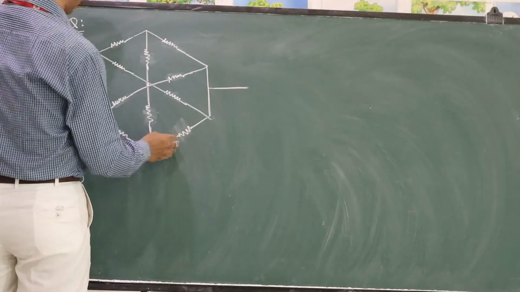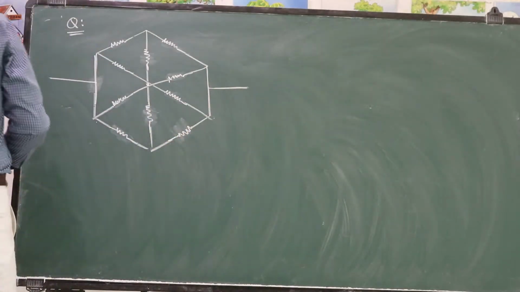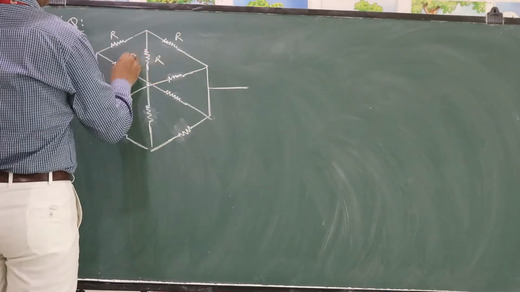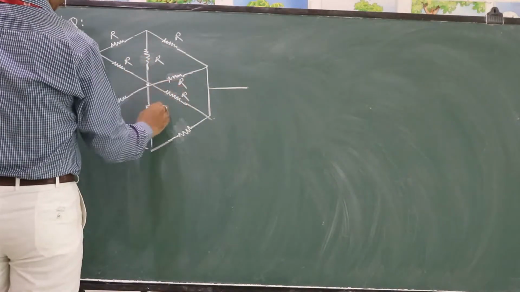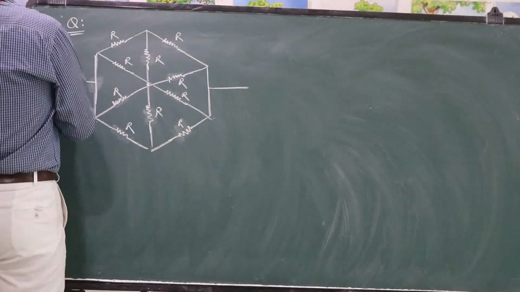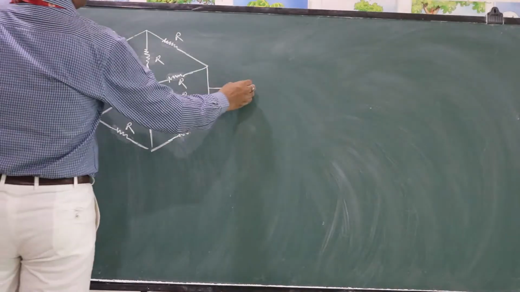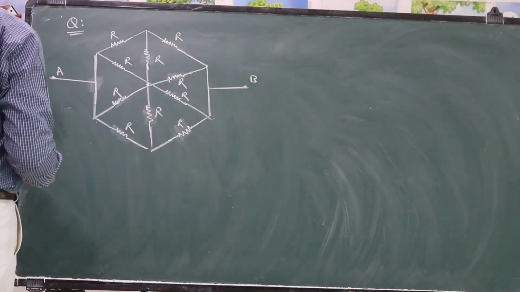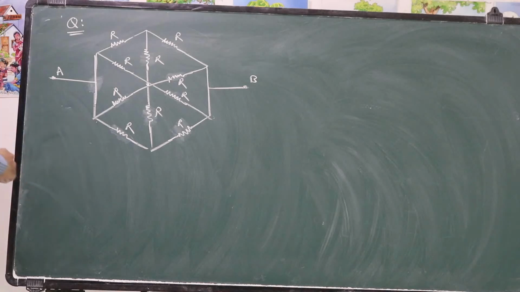So the problem is like this. Each resistor is having resistance R. We are required to find the equivalent resistance between A and B. Equivalent resistance between A and B. This is also a complex circuit with some symmetry. So how to solve this question?